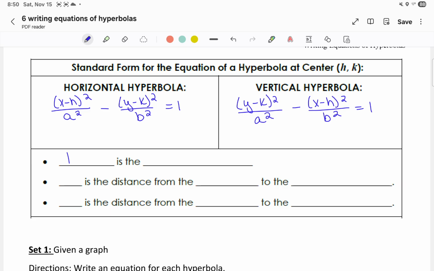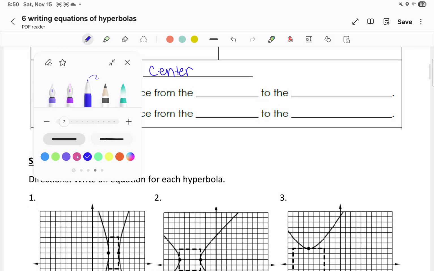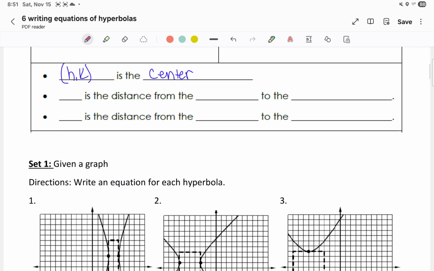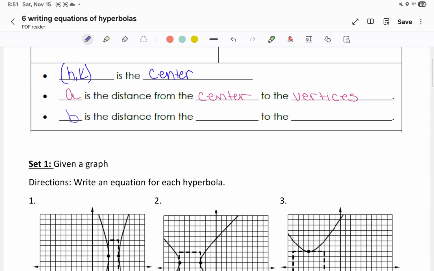So remember that h and k are always the center, as it is with every conic so far. And then A is the distance from the center to the vertices. And then B is the distance from the center to the co-vertices.